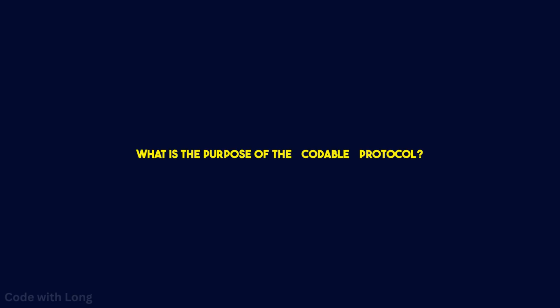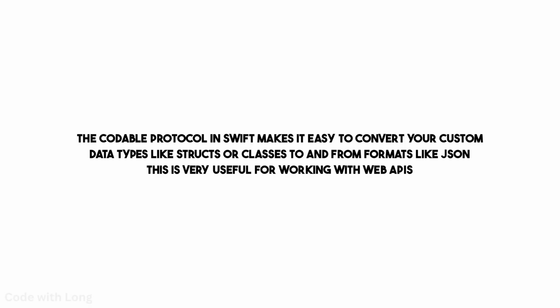What is the purpose of the code snippet? Codable protocol. The Codable protocol in Swift makes it easy to convert your custom data types, like structs or classes, to and from formats like JSON. This is very useful for working with web APIs.